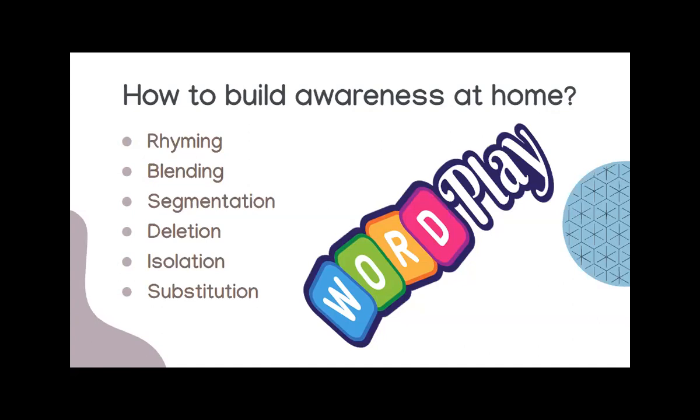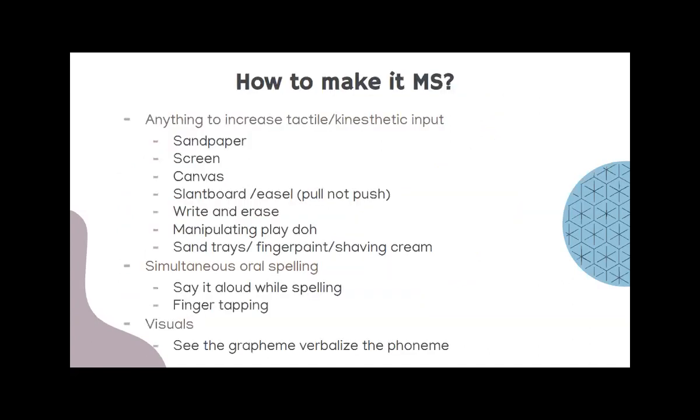And then also in the game of substitution, you can give them a word like mat and tell me the word mat, but with the beginning sound of C or K, and they should be able to tell you back cat. So how do you make this multi-sensory?